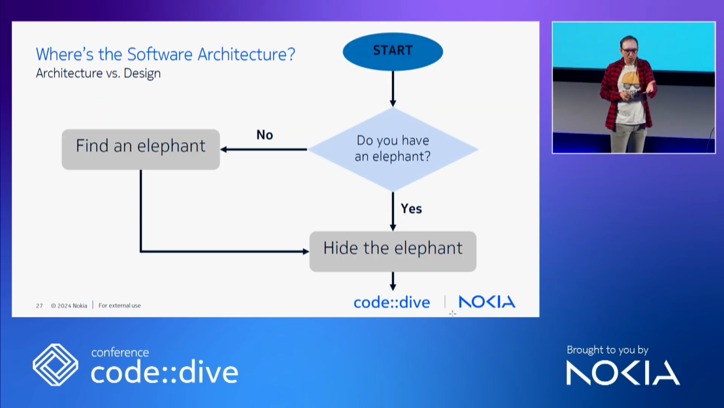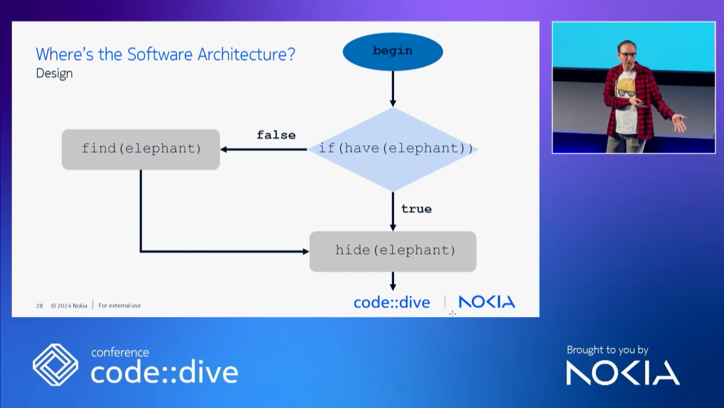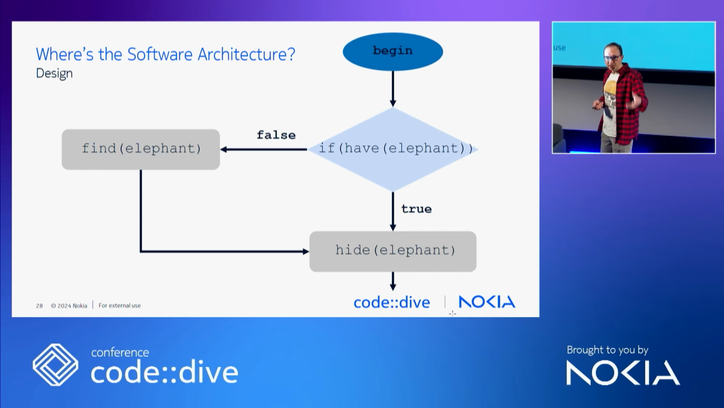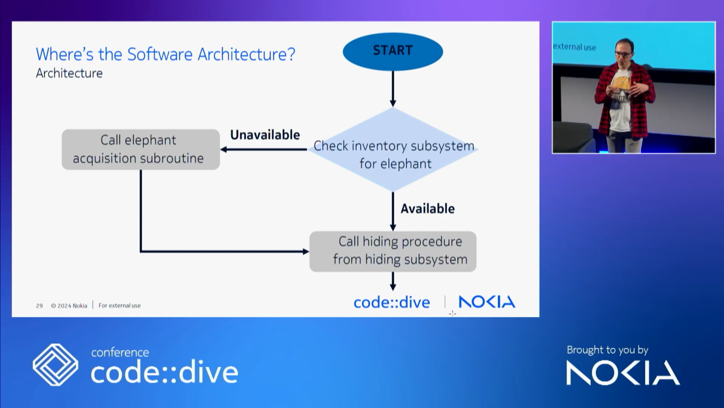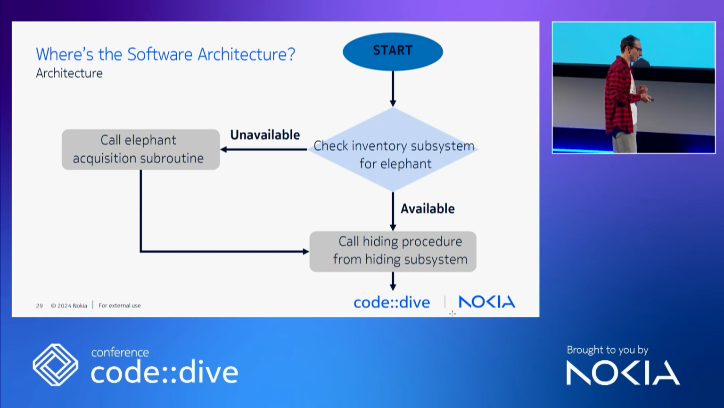So how is this diagram an architectural diagram or a design diagram? Well, it depends on how this translates into a finished system. If you translate this algorithm directly into source code of some sort, this would be a design diagram. But if it's a depiction of a bigger system, which has bigger building blocks, like an elephant acquisition subsystem and an elephant hiding subsystem, that would already be an architectural diagram.